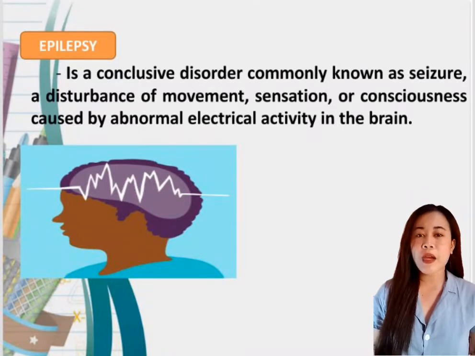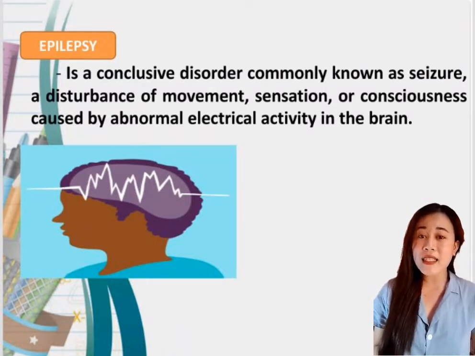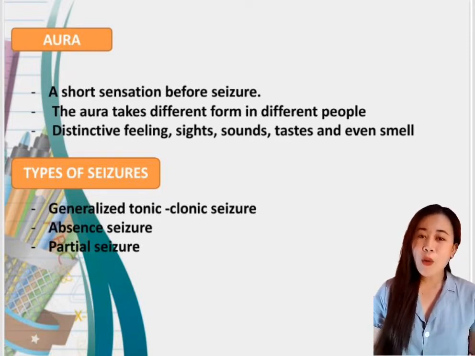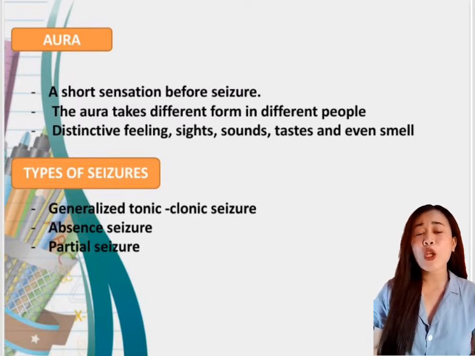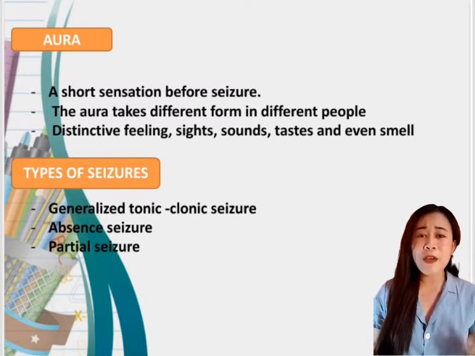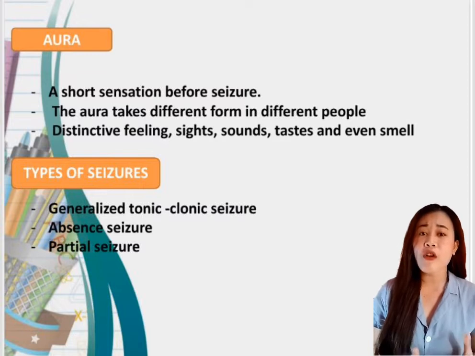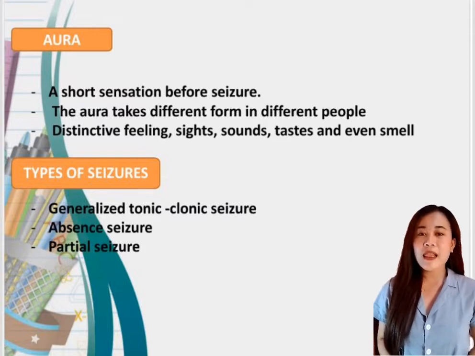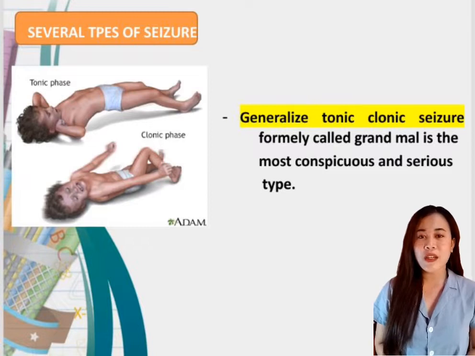Many children experience a warning sensation known as aura. So what is aura? Aura is a short sensation before a seizure. Aura is the term that some people use to describe the warning they feel before they have a tonic-clonic seizure. There are several types of seizure, three of which are common: first, generalized tonic-clonic seizure, second, absent seizure, and lastly, partial seizure.